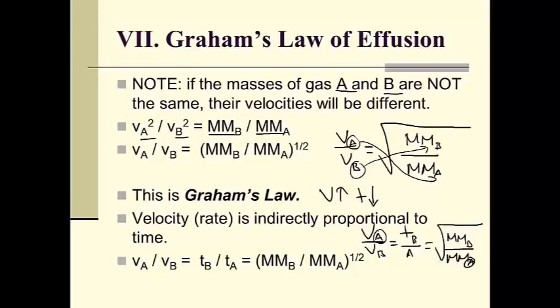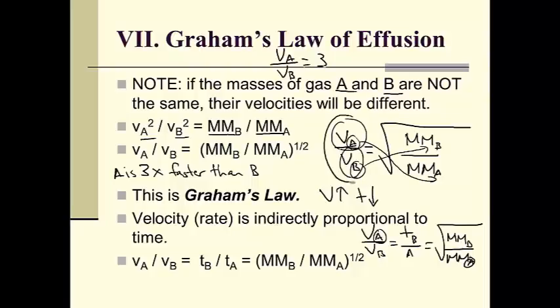Now, a couple more things to remember. If something goes 3 times faster, let's say A is 3 times faster than B, then that means that the velocity of A over velocity of B is equal to 3. And note, you don't have to know the velocity of A or velocity of B. You just need to know what the whole fraction is equal to.